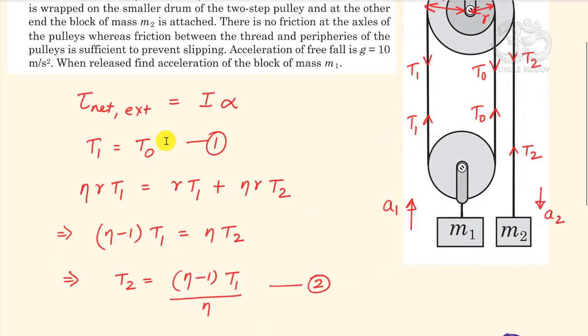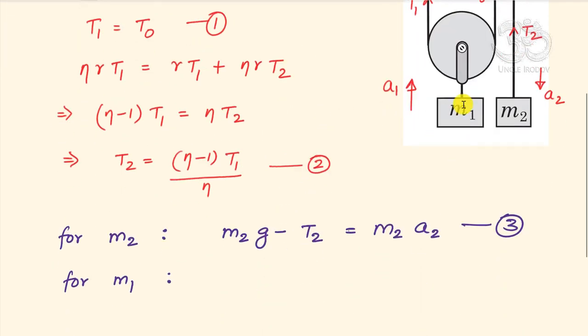And for m1 the equation is T1 plus T0, which will give you 2T1 because they are equal. 2T1 minus m1g is equal to m1a1.